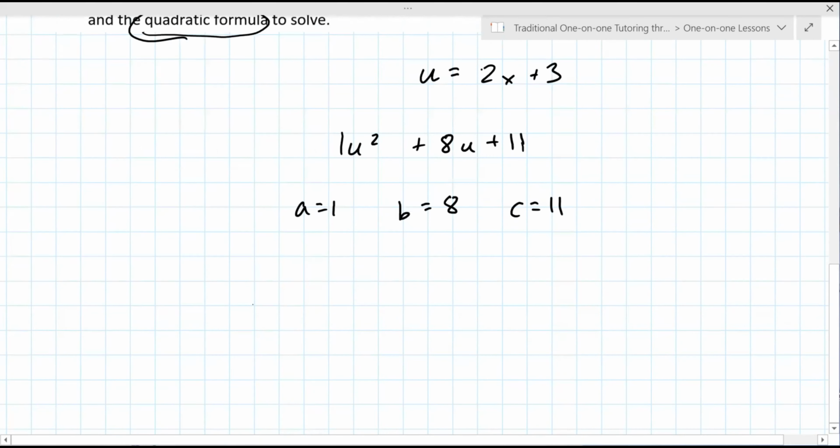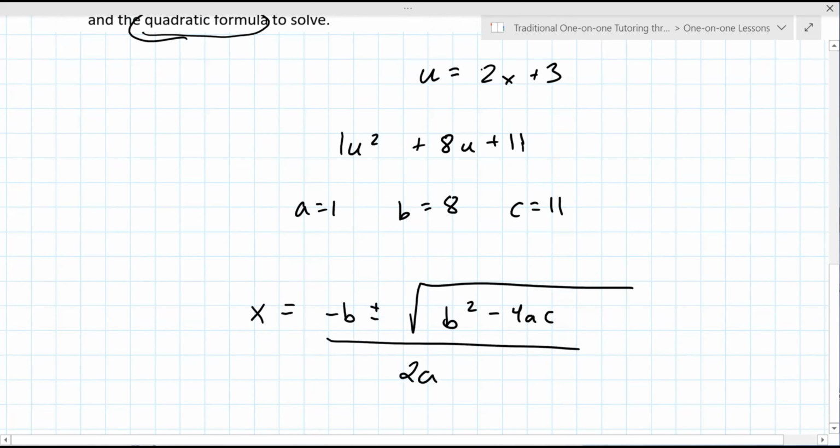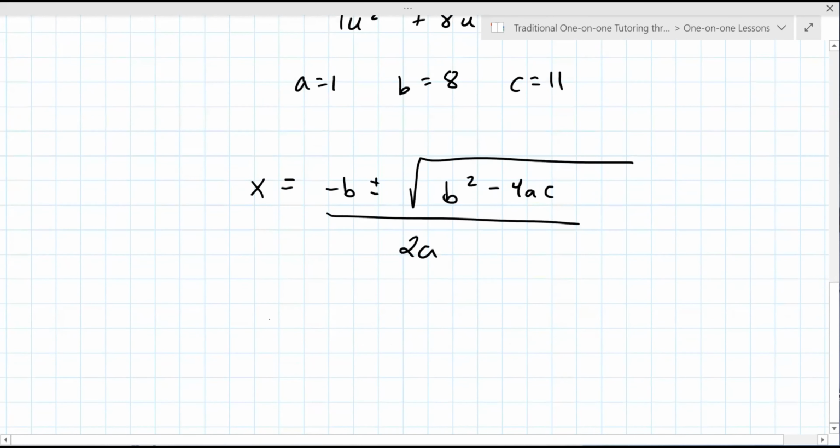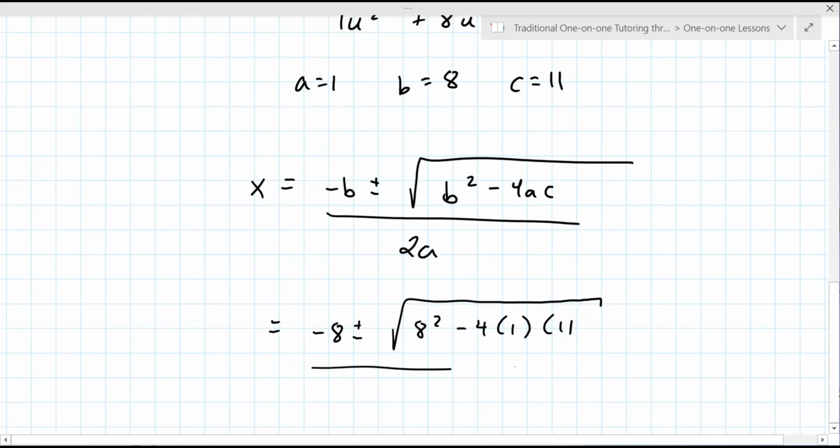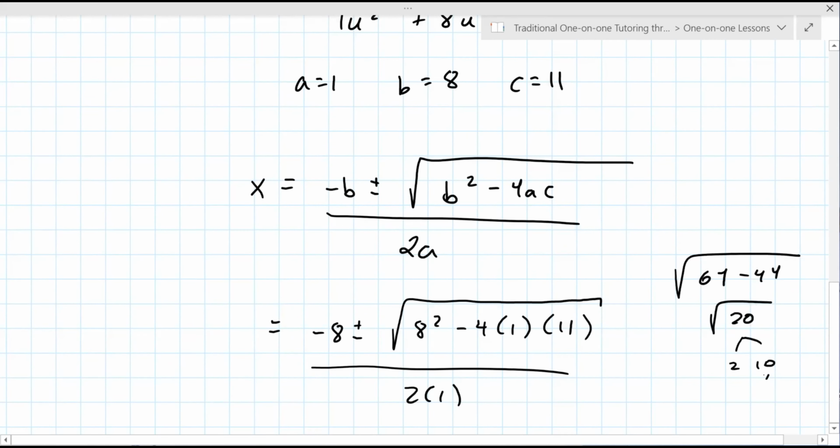Okay, so your quadratic formula is x equals the opposite of b plus or minus the square root of b squared minus 4ac, all over 2a. So we need to put all of those numbers into this formula. Minus 8 plus or minus the square root of 8 squared minus 4 times 1 times 11, all over 2 times 1. 8 squared is 64 minus 44. So this becomes 20. And so you need the square root of that. You kind of have to do this off to the side. And this becomes 2 square root 5.